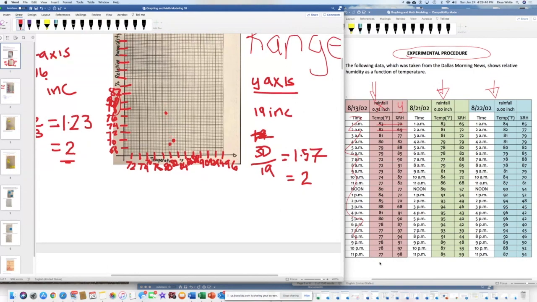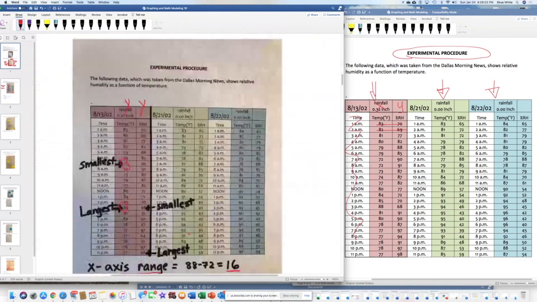Until you plot everything. Since we picked the good increments, everything will fit. All these points here will fit. So let me show you then how I did that here.